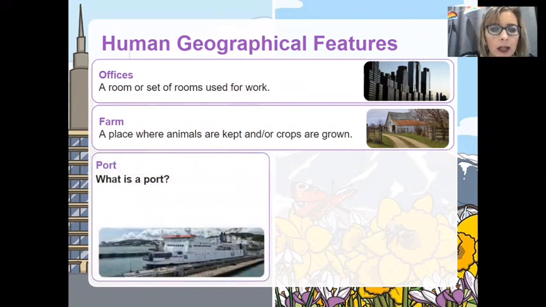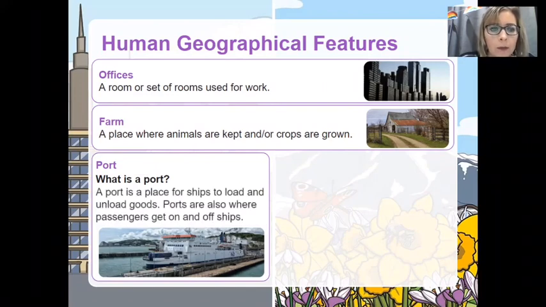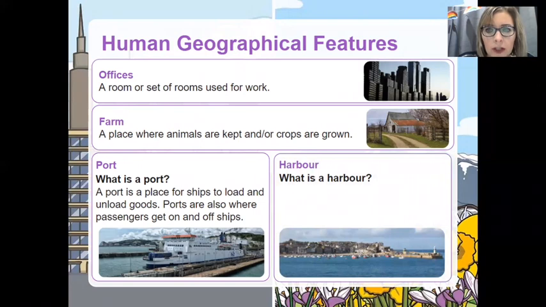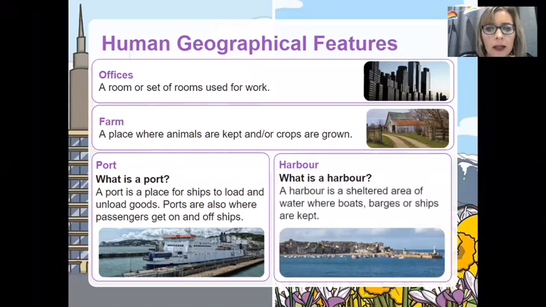And this is a picture here of a port. Do you know what a port is? A port is a place for ships to load and unload goods. Ports are also where passengers get on and off ships. And this is a picture of a harbour. That's also a human geographical feature. Do you know what a harbour is? A harbour is a sheltered area of water where boats, barges or ships are kept.